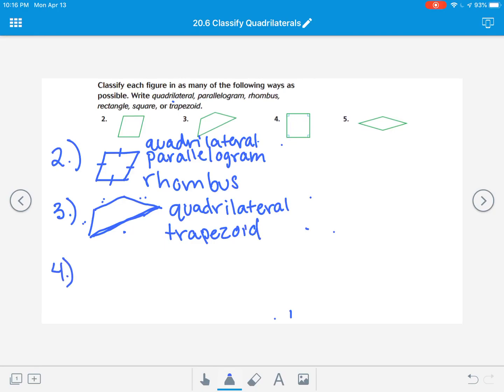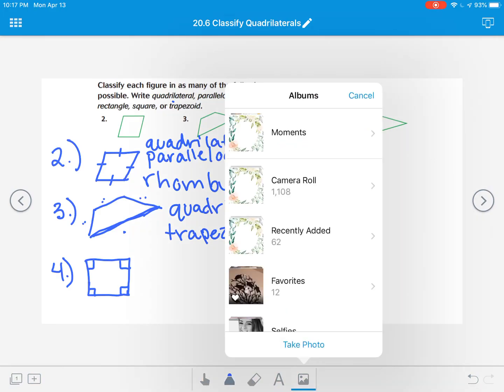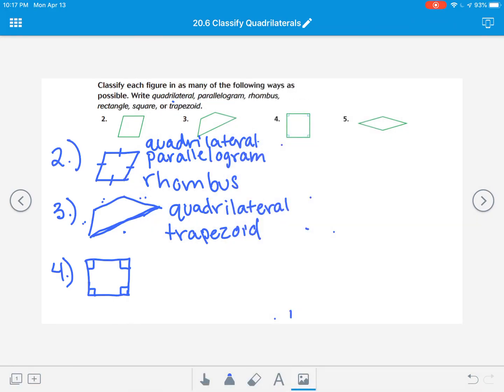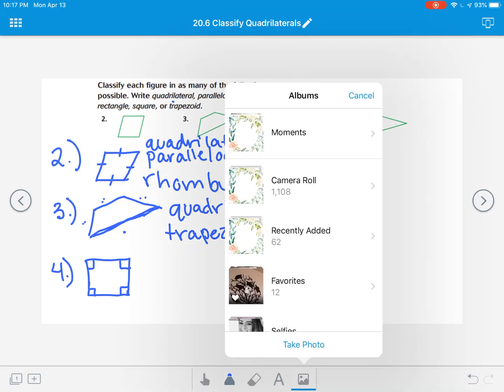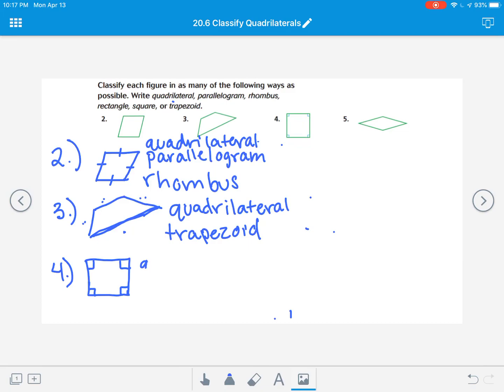Number 4. Let's draw this out as well. Make sure you include those little squares in the corner. Do you remember what that symbolizes? That shows right angles. So looking at this, I see that we have 4 right angles. That's a really good key to keep in mind. So we know that these are all quadrilaterals. It has 4 sides.